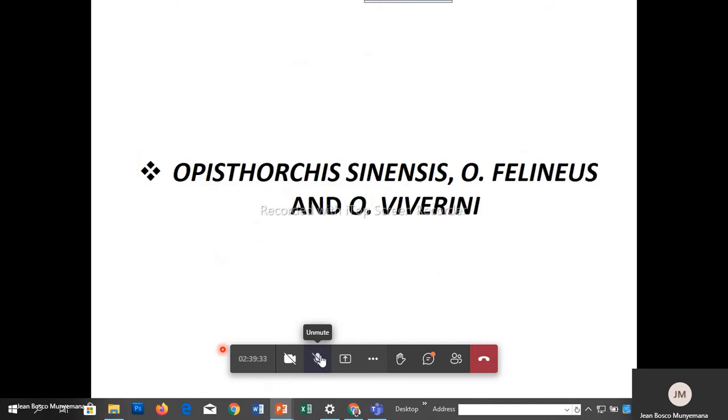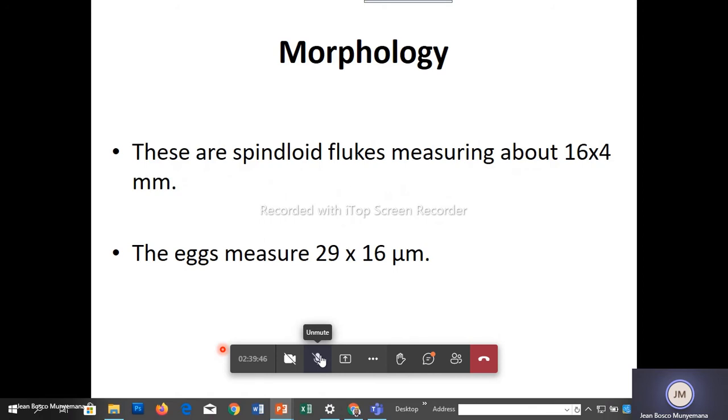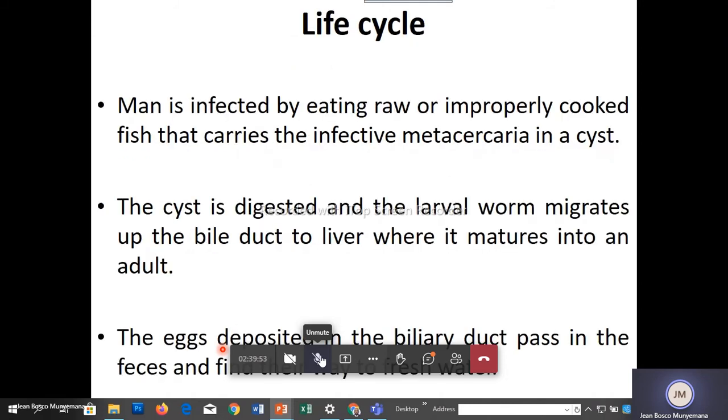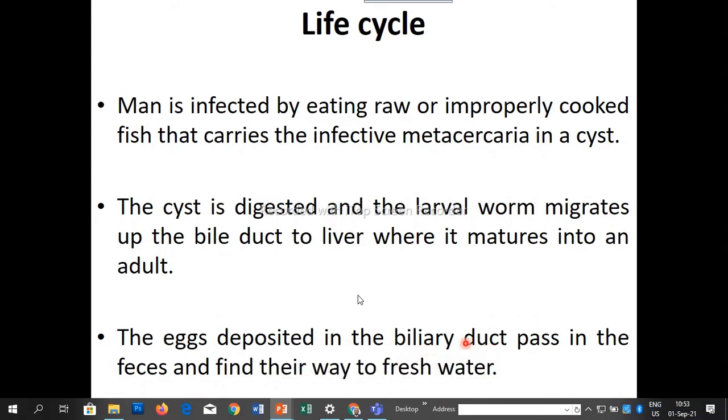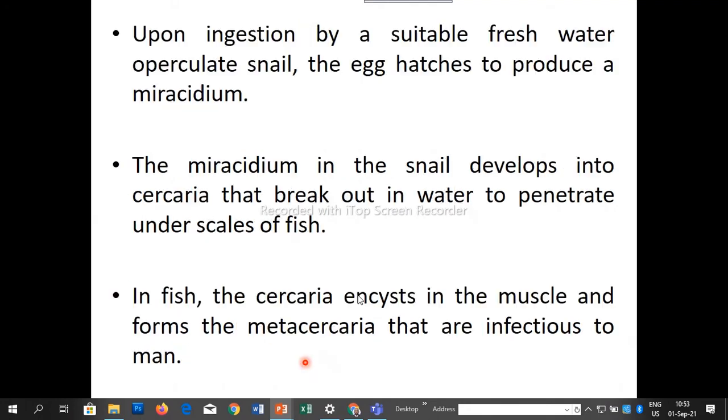Intestinal infections. There is also Opisthorchis sinensis, Opisthorchis felineus, and Opisthorchis viverrini. Those are the lanceolate flukes measuring about 16 millimeters. Man is infected by eating raw or improperly cooked fish that carries the infective metacercariae in the cyst. The larval worm migrates up the bile duct to the liver where it matures into an adult. Eggs are deposited in the bile duct and in the feces and will find their way to fresh water.